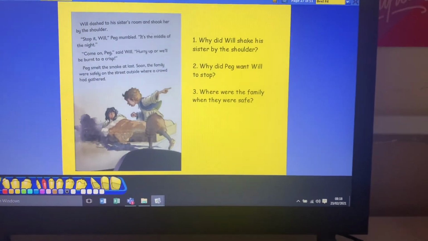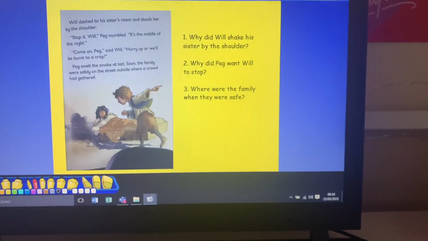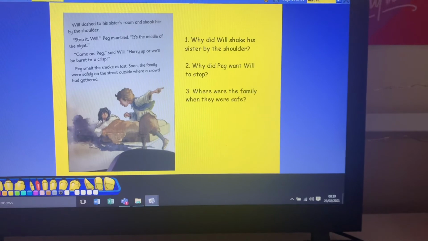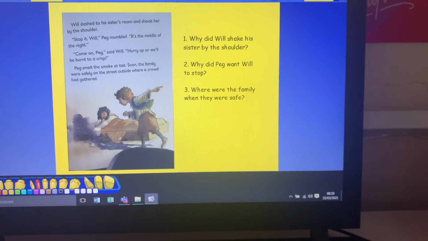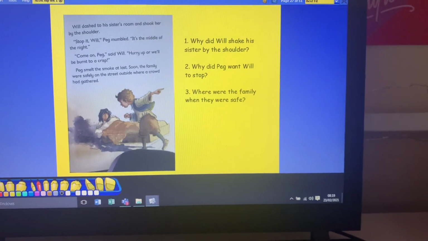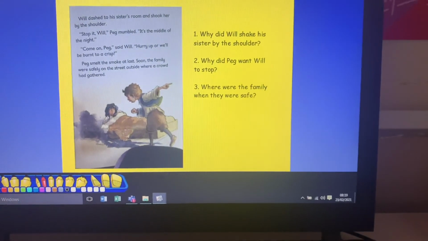Have a look at the next part of the story that we also read yesterday. Why did Will shake his sister by the shoulder? Why did Peg want Will to stop? Where were the family when they were safe? Pause and answer those questions.